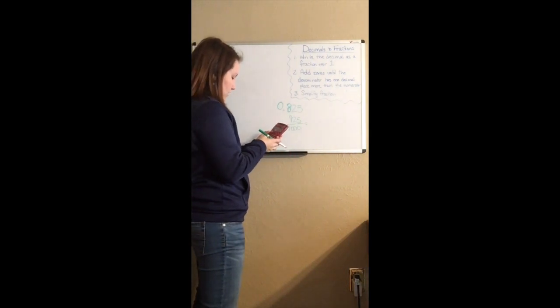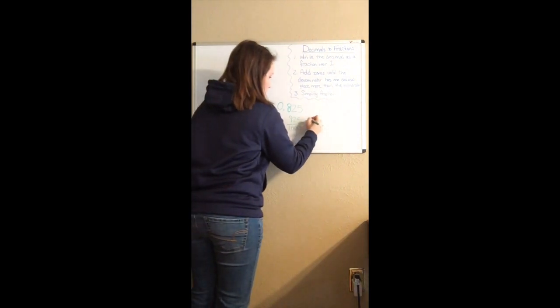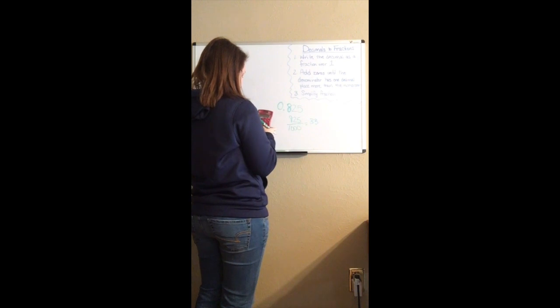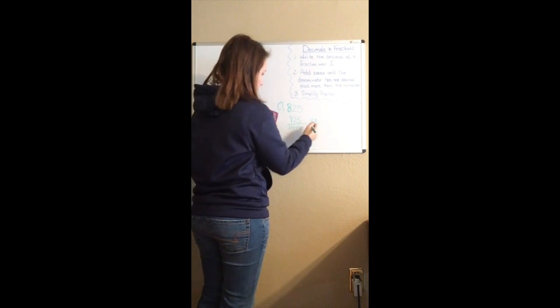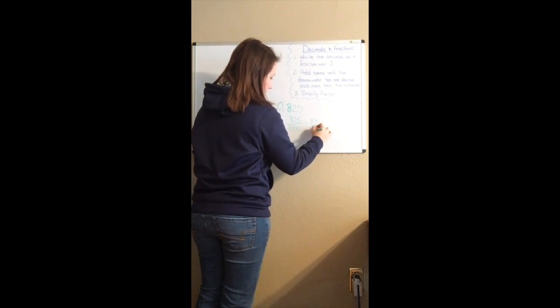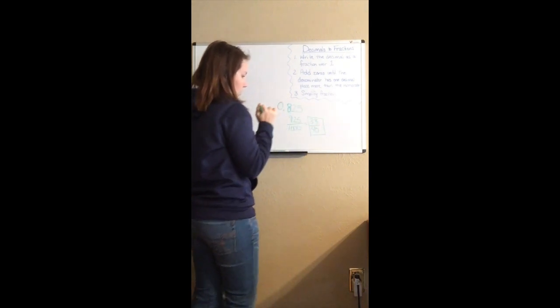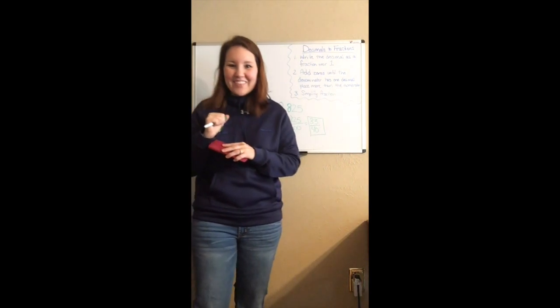So we say 825 divided by 25 gives me 33. And then 1,000 divided by 25 gives me 40. And that looks like it's as simplified as it can be. So 33 over 40. And that's it for this first lesson.